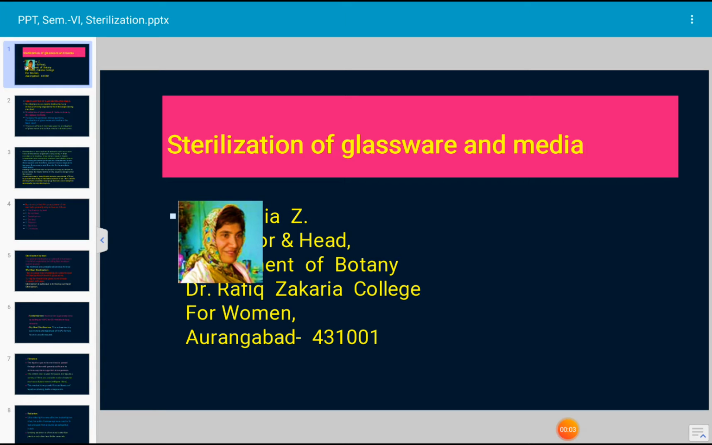Today's topic for discussion is sterilization of glassware and media. In a plant pathology laboratory, we need sterilized glassware and sterilized media for the growth of the fungi and bacteria which cause plant diseases. Let us see the details of sterilization of glassware and media.